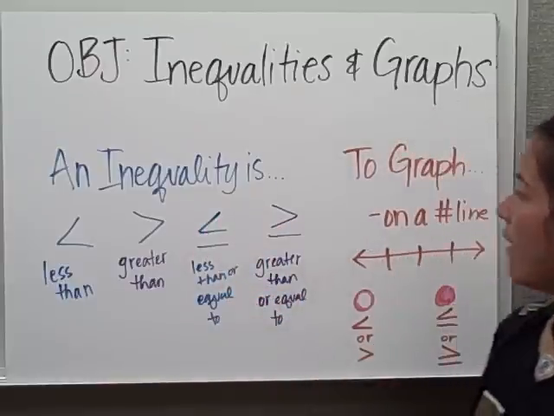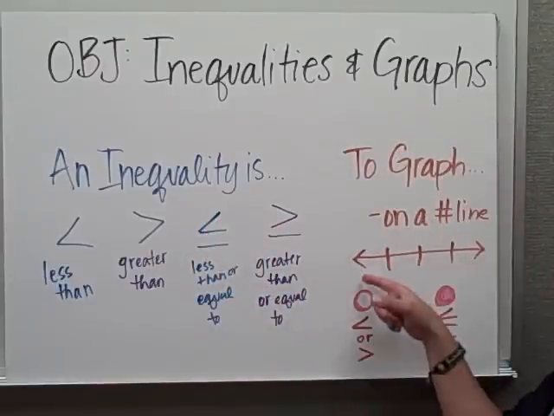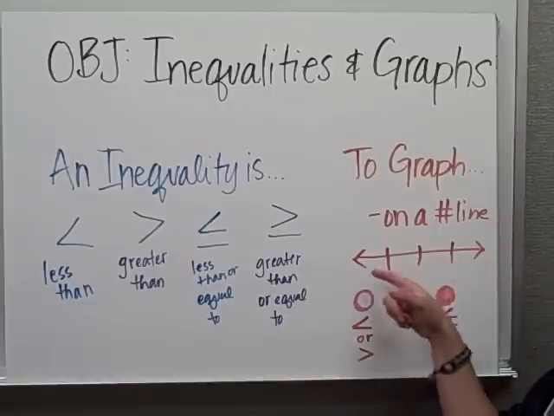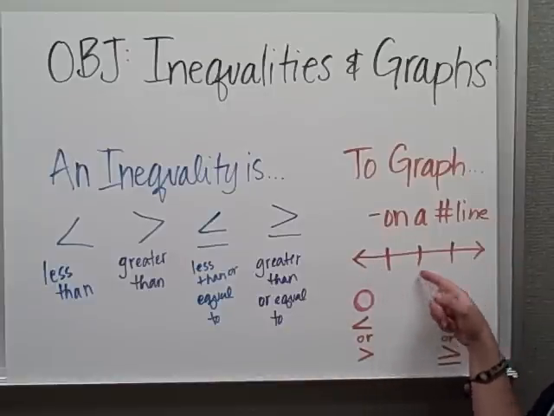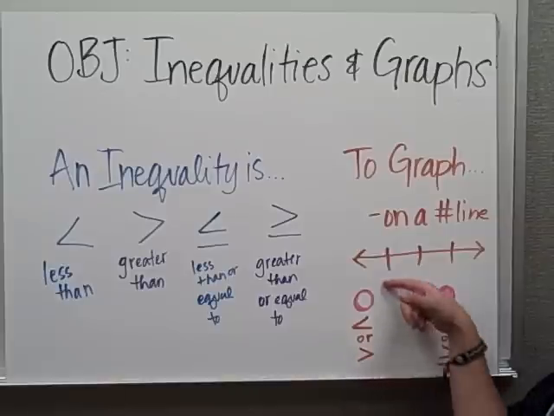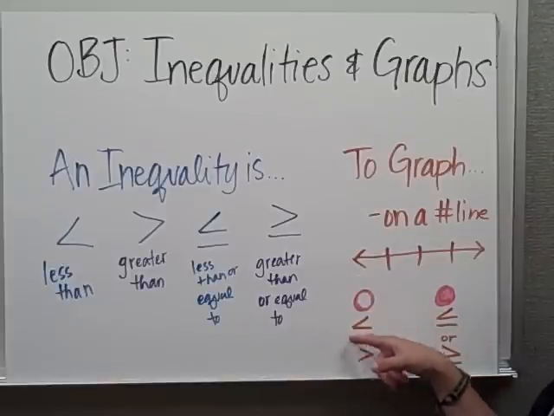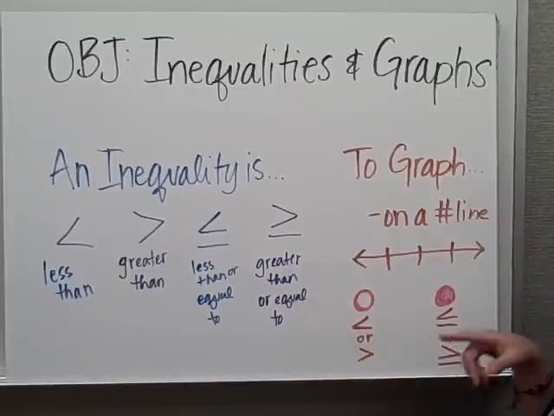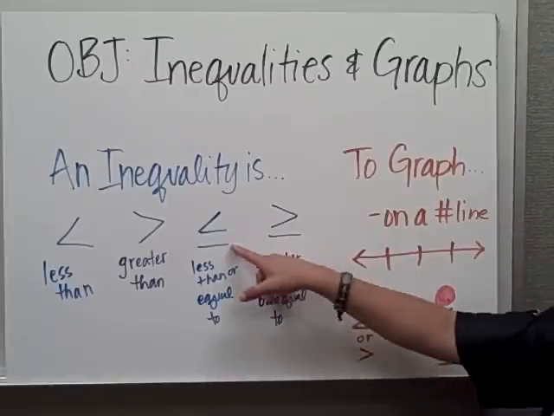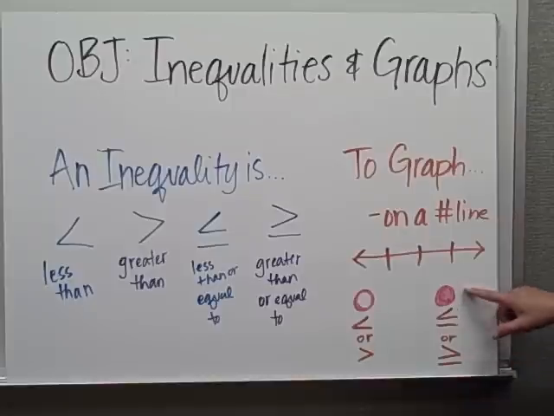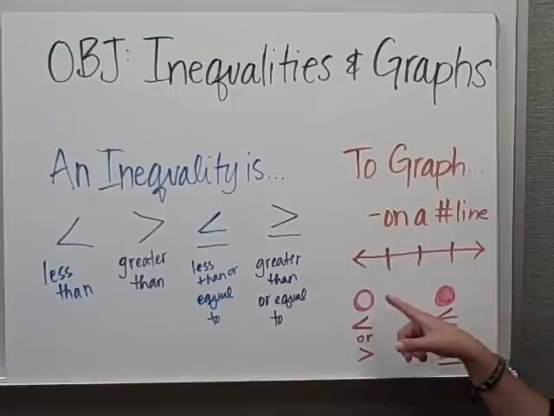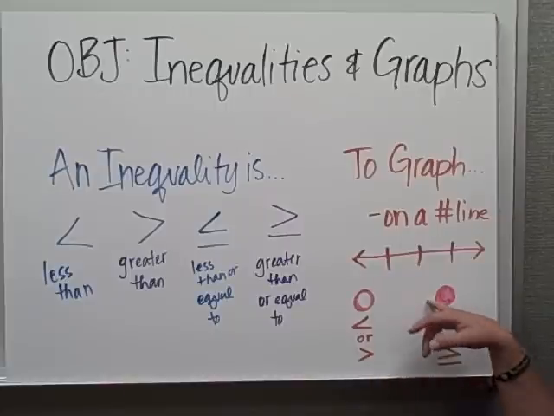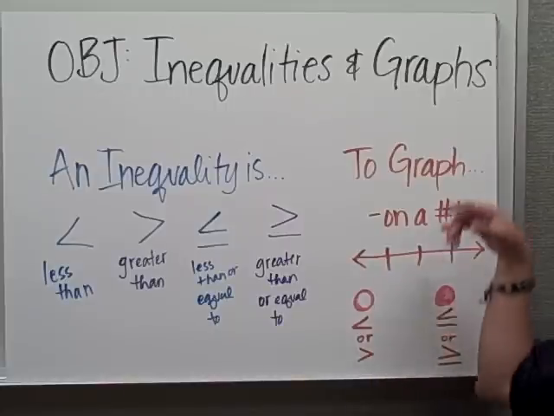And then to graph, you're going to graph on a number line. Every time we graph, you're going to have a number line with 3 numbers. And then you're going to graph with an open circle if it's less than or greater than. If it's equal to, less than or equal to, greater than or equal to, it's going to be a closed circle. So those are the 2 things to remember. Open circle or closed circle on a number line. And then there's some shading.